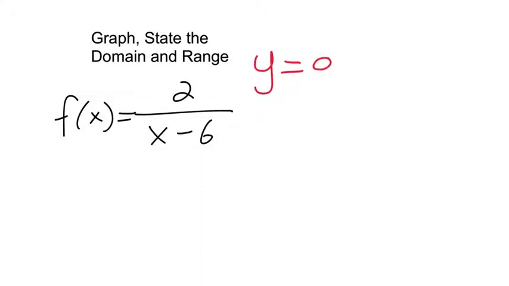Because the power on the top is x to the 0. There's no x there. Power on the bottom is x to the first. And whenever that happens, y equals 0, this black horizontal line that I'm drawing, is always an asymptote. Oh, you get the idea.